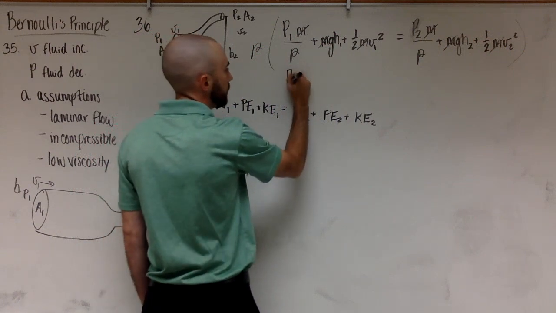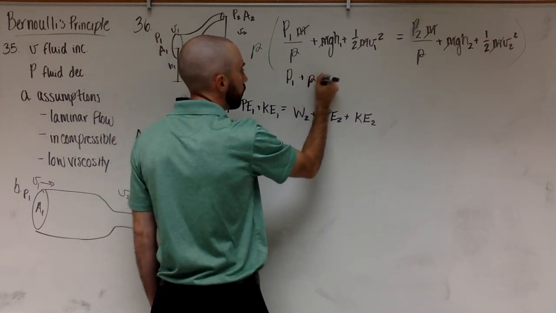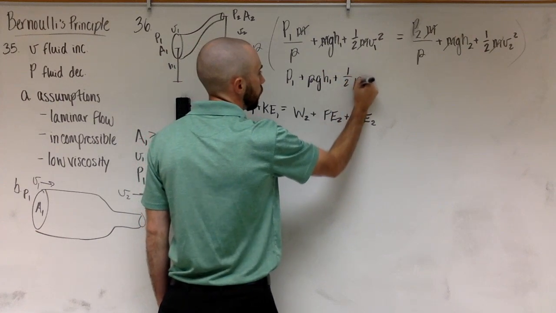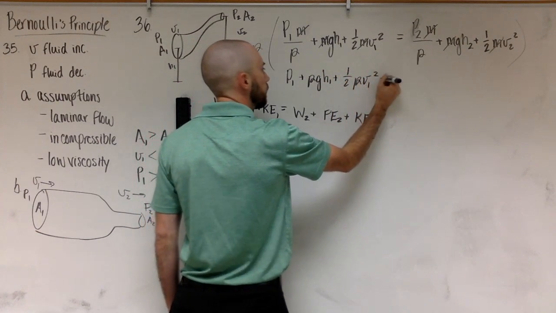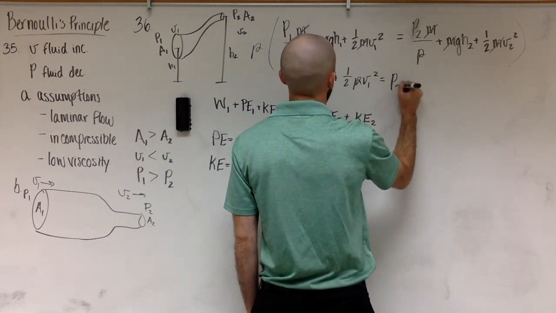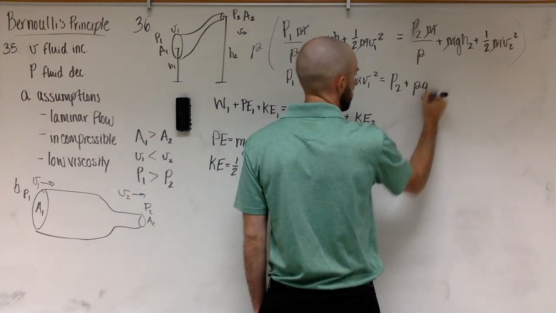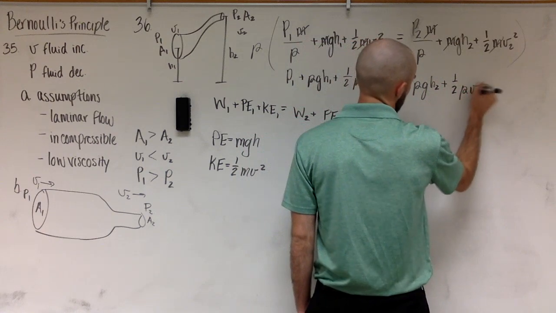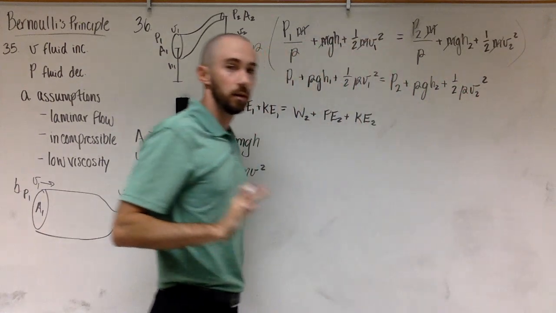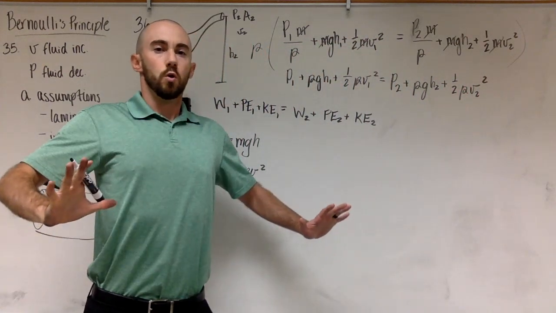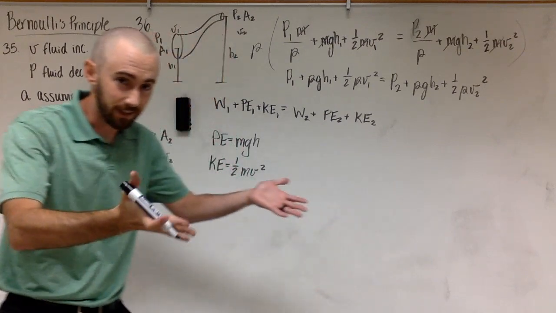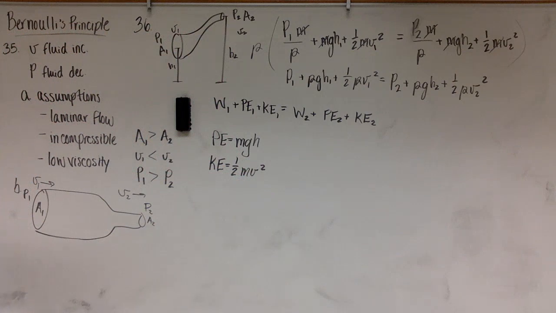When I do that, I get P1 plus rho g h1 plus 1/2 rho v1 squared is equal to P2 plus rho g h2 plus 1/2 rho v2 squared. Take a second. We did it. That's Bernoulli's equation. Process it, let it sink in. We'll get back to it in just a second.